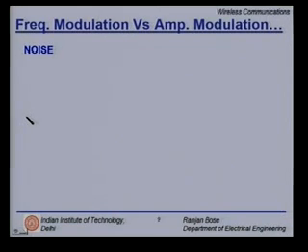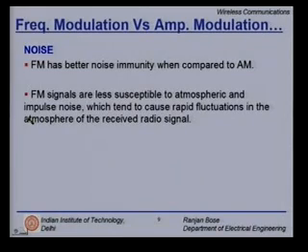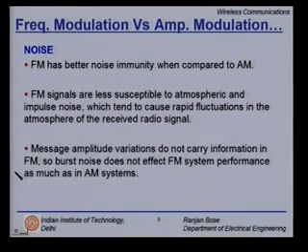Let us look at from the perspective of noise, how does FM behave with respect to AM? FM has better noise immunity when compared to AM. FM signals are less susceptible to atmospheric and impulse noise, which tend to cause rapid fluctuations in the amplitude of the received radio signal. The message amplitude variations do not carry information in FM, so burst noise does not affect FM systems, but AM systems are drastically affected once the amplitude is tampered with.